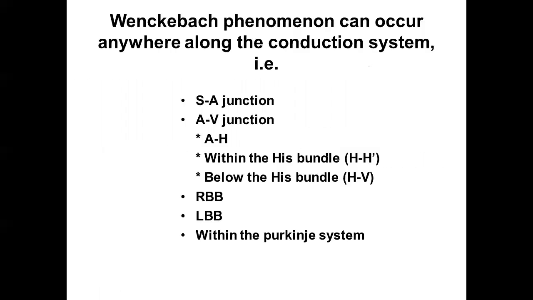Wenckebach phenomenon can occur anywhere along the conduction system. SA junction. Of course, this is the initial description of a Wenckebach phenomenon in AV junction, or it can occur within the His bundle, between the proximal and distal His, or it can occur below the His bundle, or it can occur in the right bundle branch, left bundle branch, or within the Purkinje system.